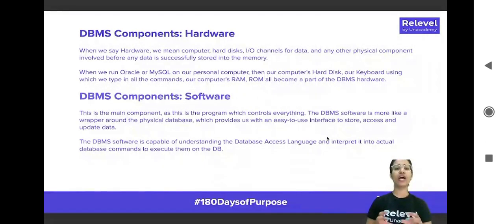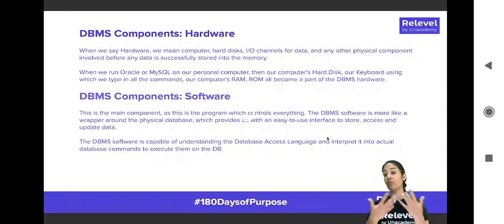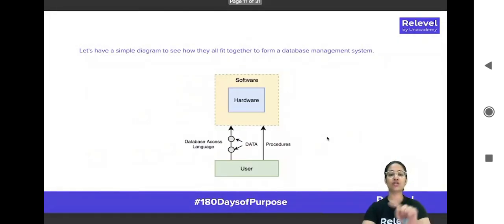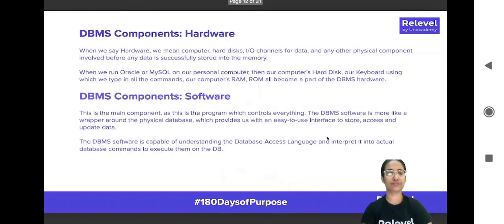Any physical component which is involved in the working of the database management system software basically makes up the hardware for it. Like I'm using a keyboard, so I have to write my queries using the keyboard. So the keyboard becomes hardware for DBMS. If I'm installing the software, it's going to take up some of my computer memory. So the RAM and the ROM basically become part of computer hardware. So that is what we mean when we use the word hardware over here.